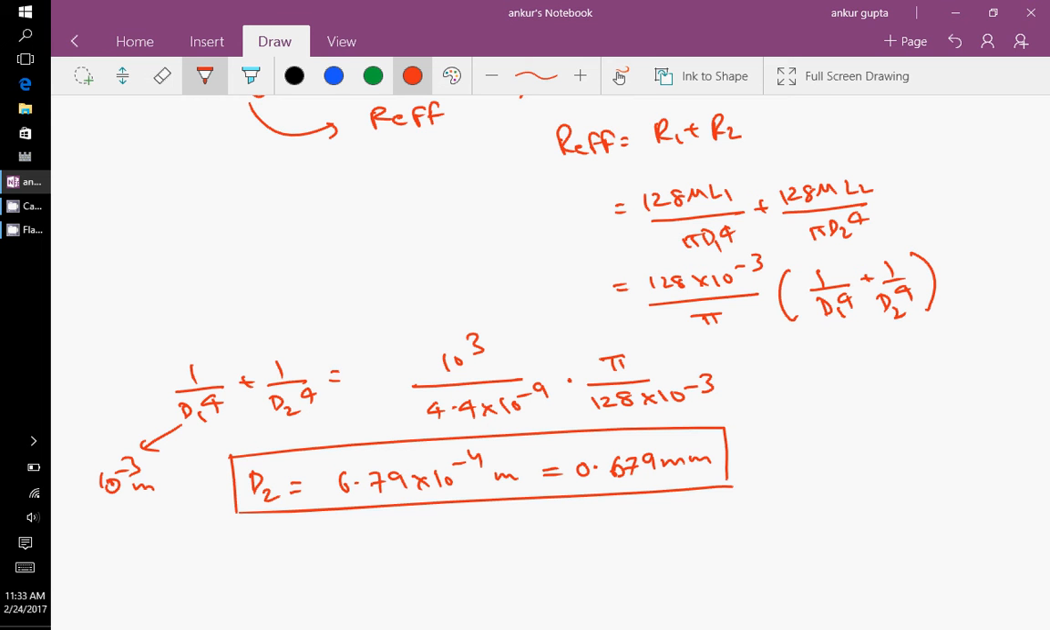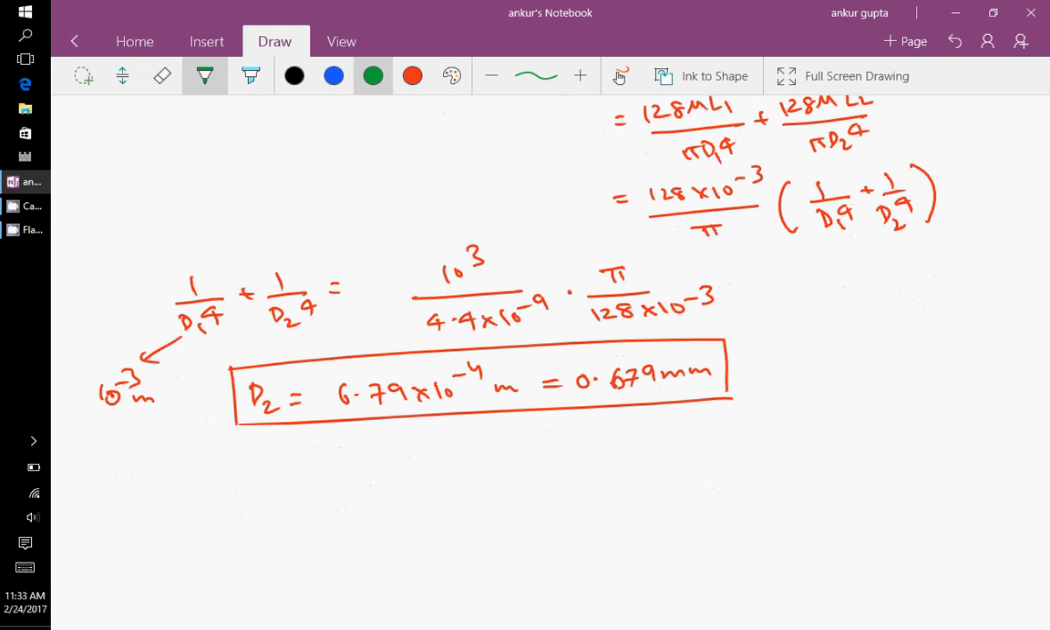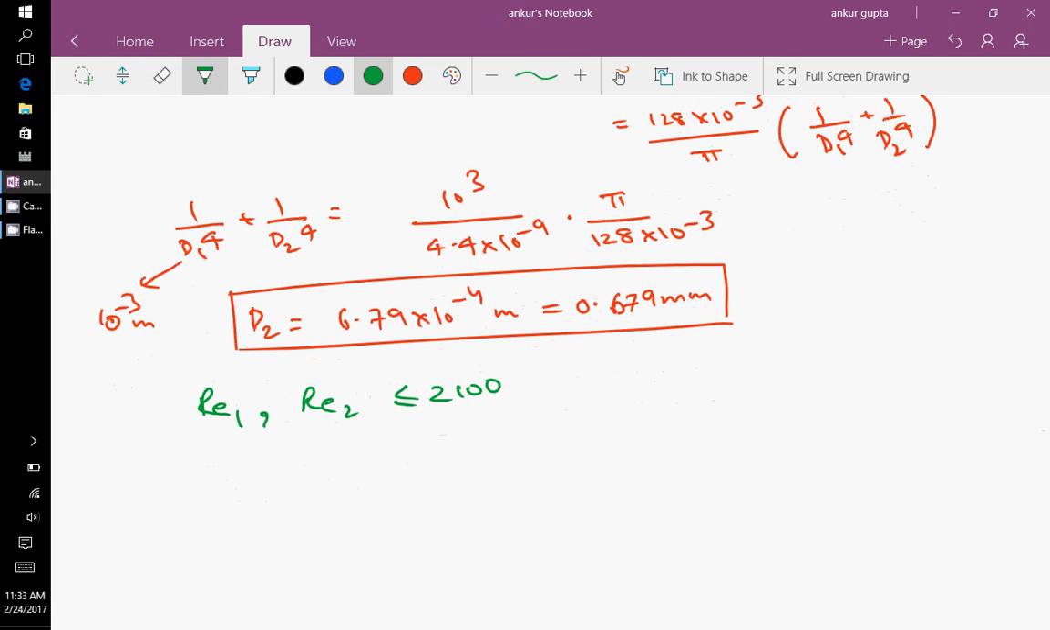Okay, so I hope you were able to follow what we did, but we are not done yet. We were asked to find d2, but now we have to cross check whether Reynolds number 1 and Reynolds number 2 are less than 2100, right? Because that was our assumption. So we can write that Re1 is rho U1 D1 by mu, and Re2 is rho U2 D2 by mu.